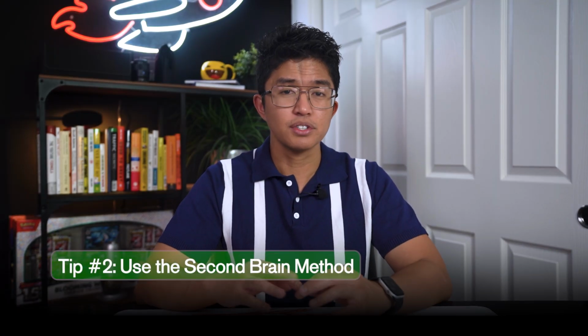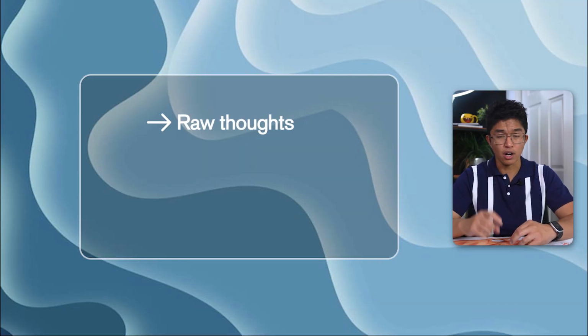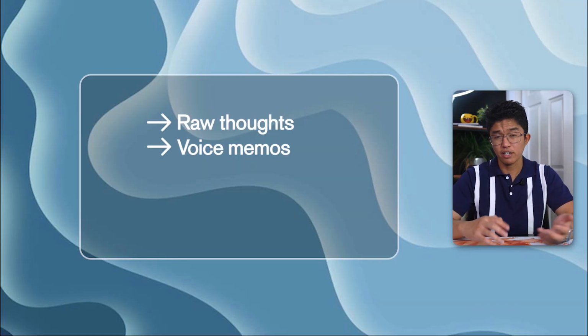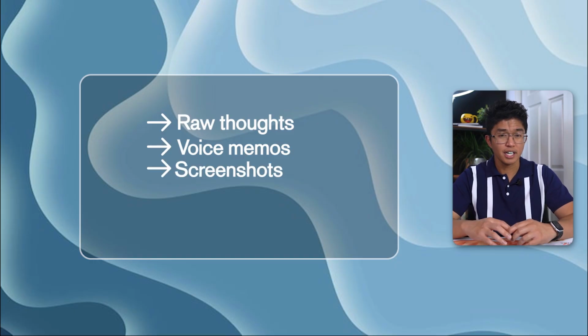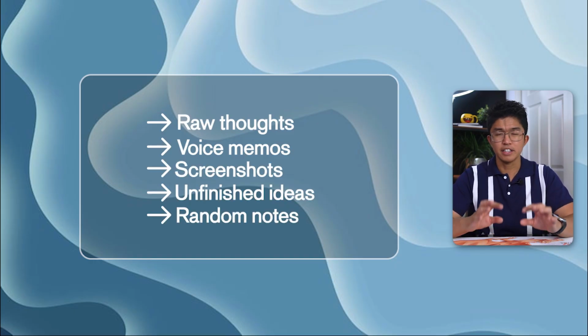Tip number 2, use the second brain method. This is a game changer that I picked up from other Poppy users. You can create one board called something like Second Brain or Creative Vault or Idea Dump. This is where you throw everything. This is where you throw your raw thoughts, your voice memos, any interesting videos which you might want to create videos for. You can throw in screenshots, unfinished ideas. You could even blur out like a voice memo. And these are basically random notes that you just don't want to lose.